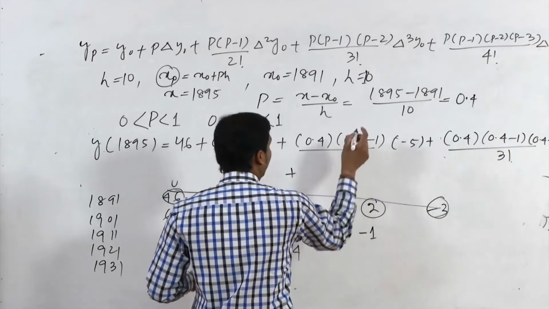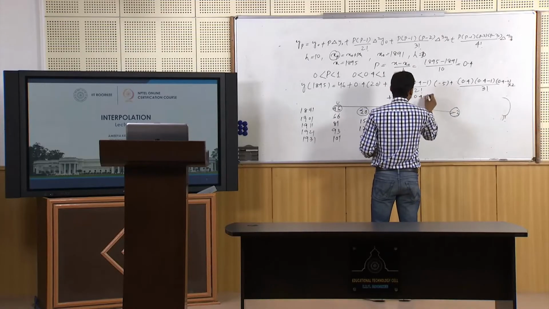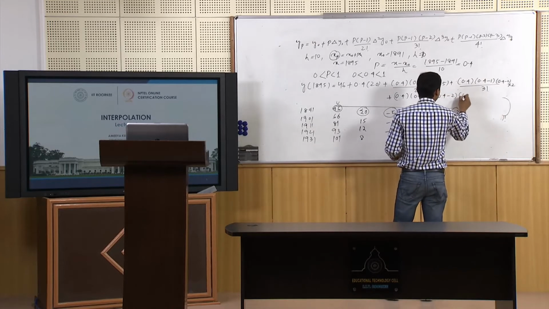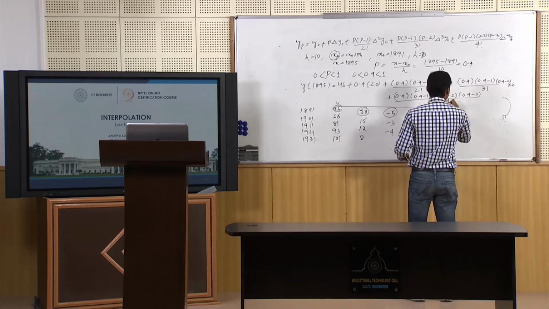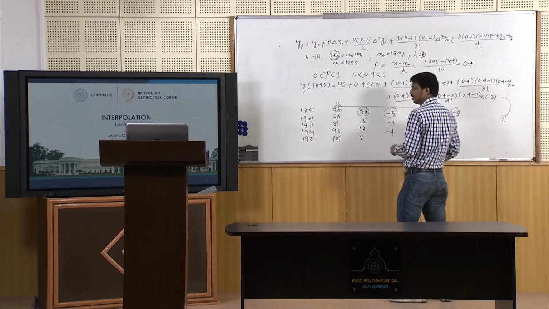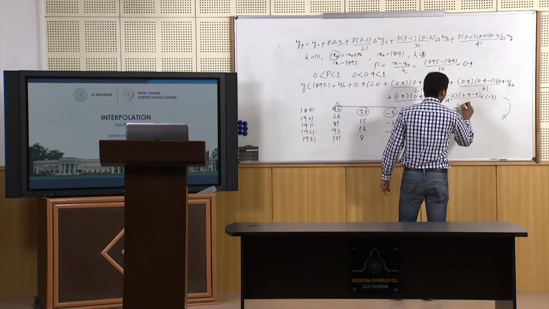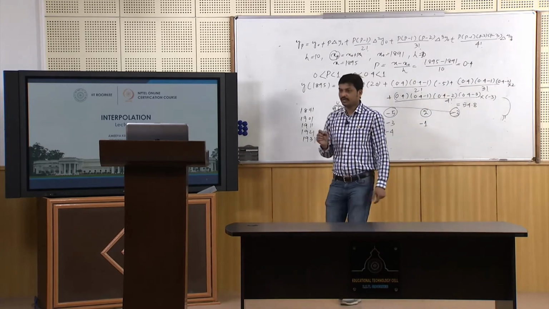plus the last term, 0.4, 0.4 minus 1, 0.4 minus 2, 0.4 minus 3 divided by 4 factorial into the last tabular value, which is minus 3, and the final answer will come as 85 thousandths.